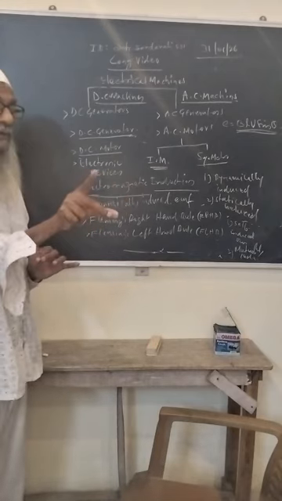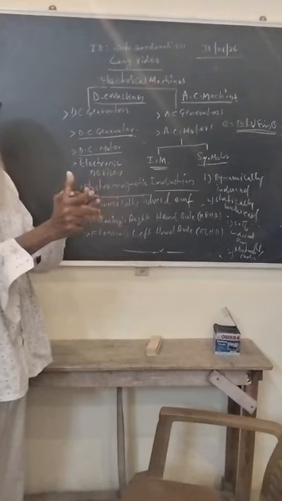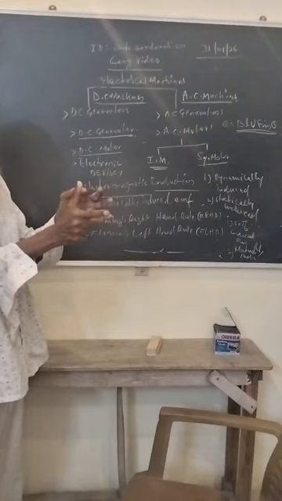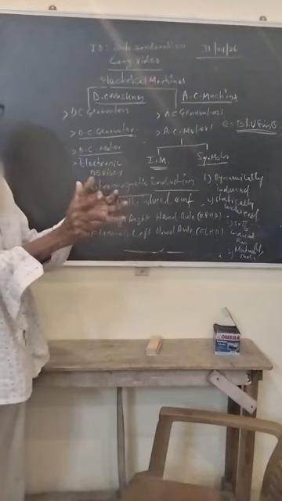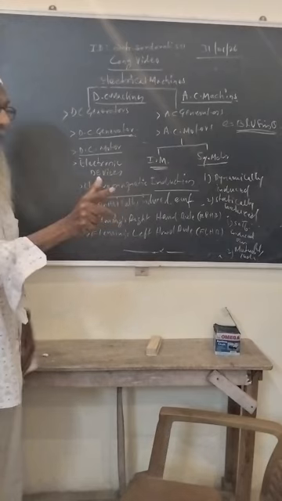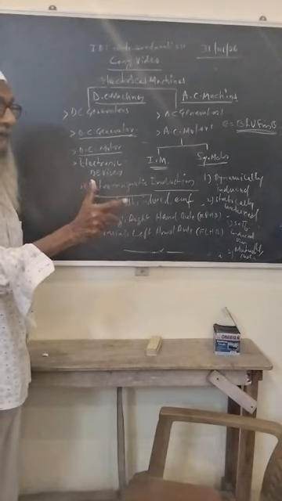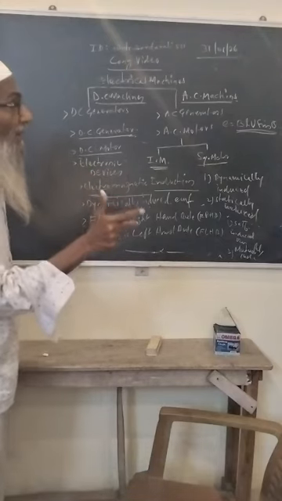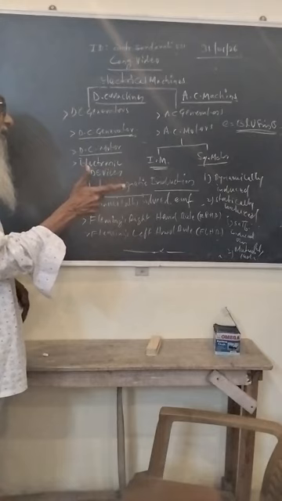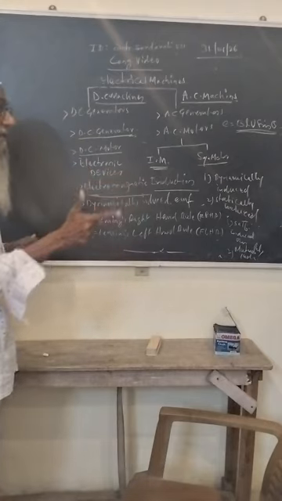Now you see, if the generator is rotating like this, the thumb represents the direction of rotation of the conductor, the forefinger indicates the direction of the magnetic field, and the middle finger indicates the direction of the induced EMF in the case of the DC generator.